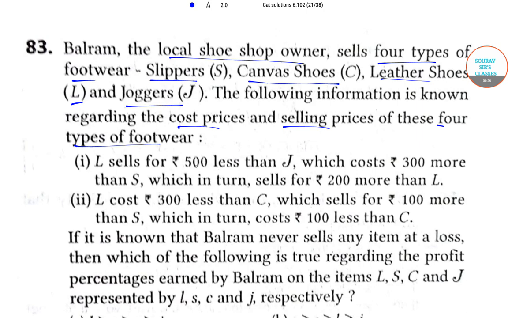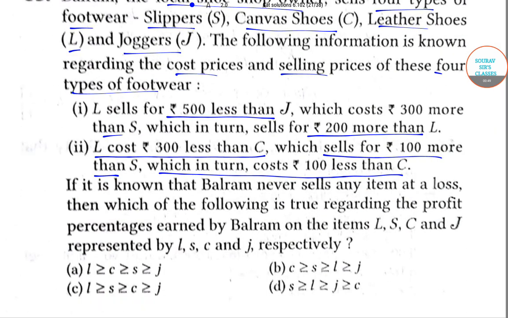Now statement 1: L sells for rupees 500 less than J, which costs rupees 300 more than S, which in turn sells for rupees 200 more than L. And statement 2 is: L costs rupees 300 less than C, which sells for rupees 300 more than S, which in turn costs rupees 100 less than C.